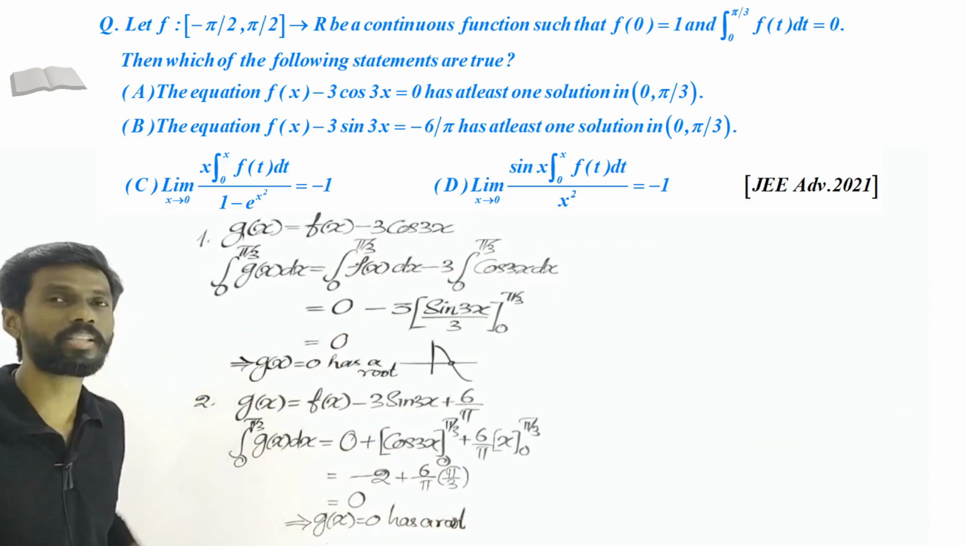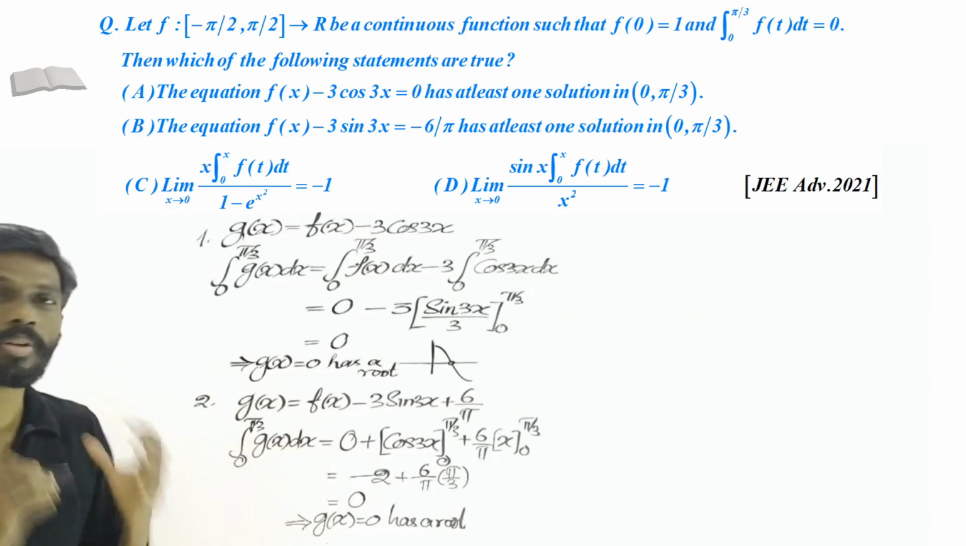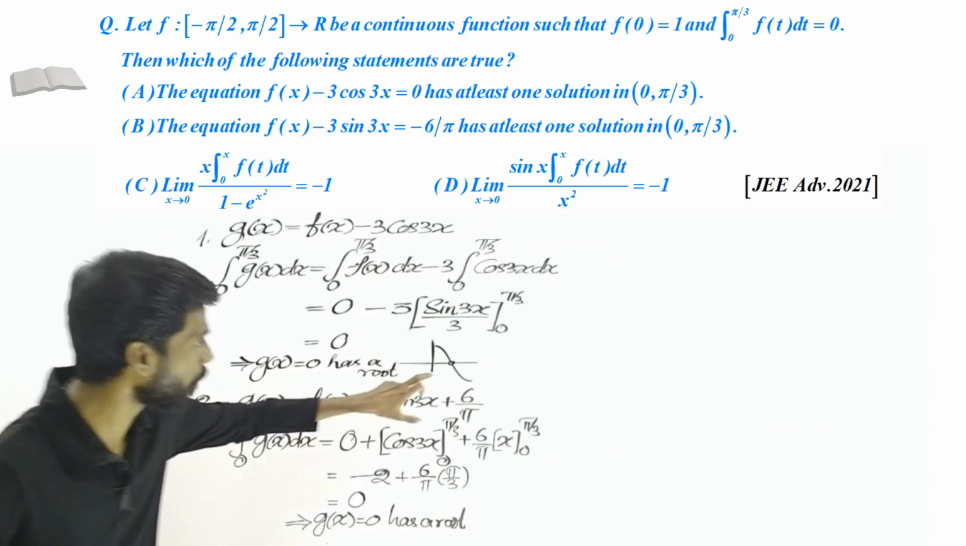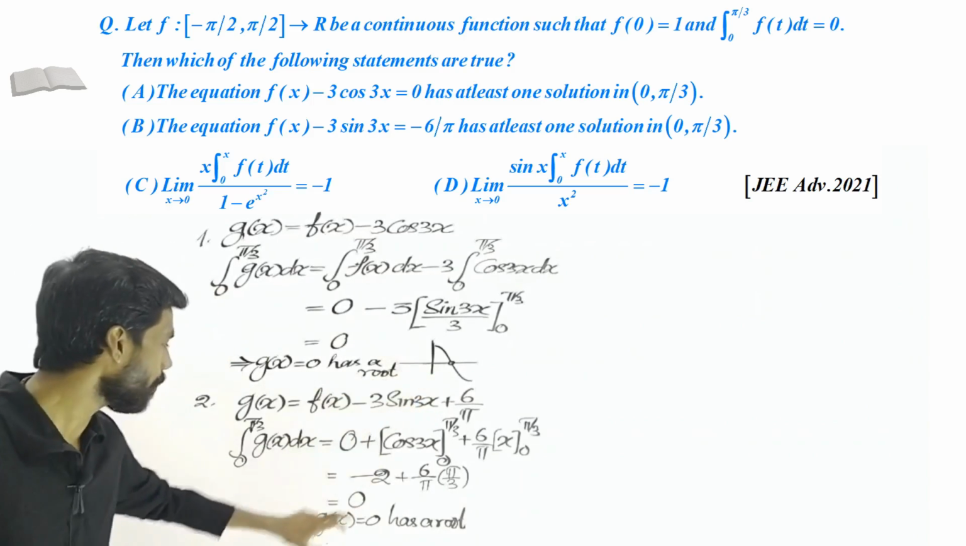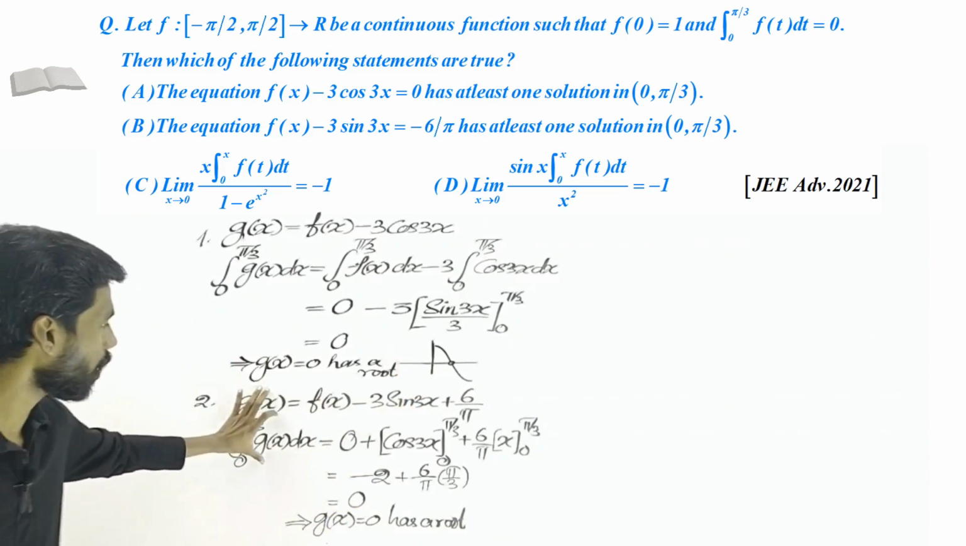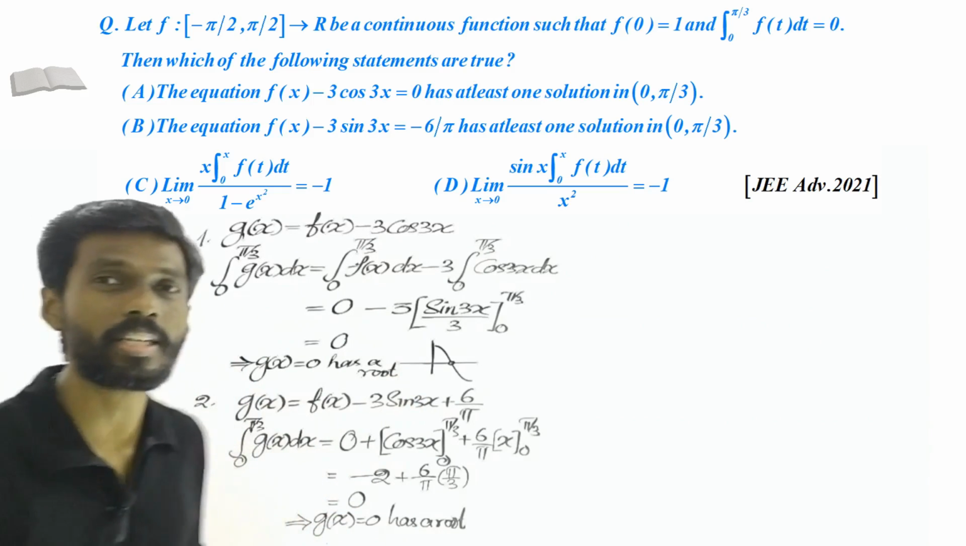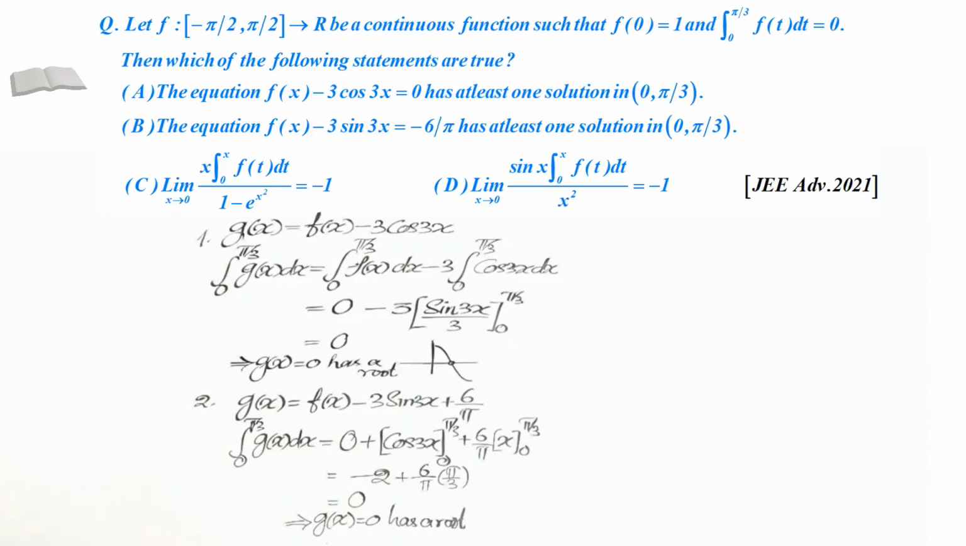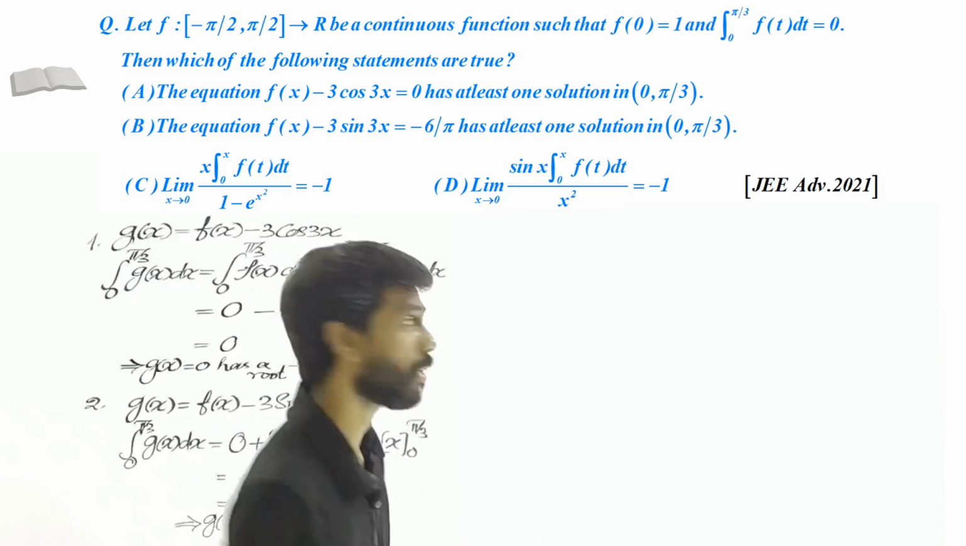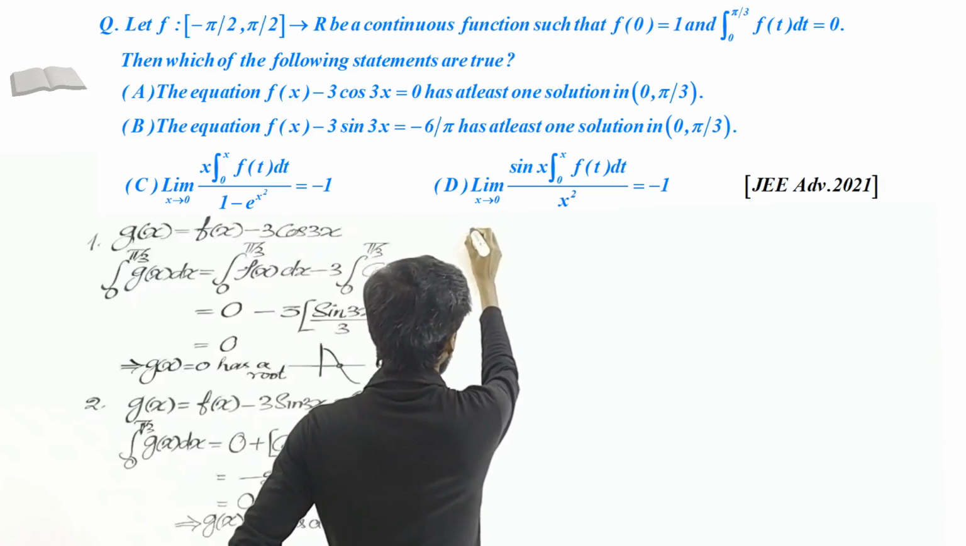Integral g of x dx is 0, that means g of x has to be positive for some values and negative for some values, just like here. Okay, so g of x equal to 0 has a root in that interval. Is that okay? Yes. Next we have to find some limit, right? Let's find this limit. So that is the third one.